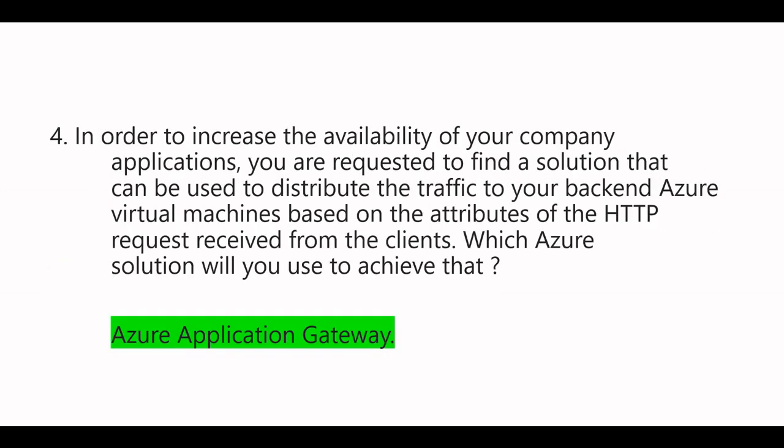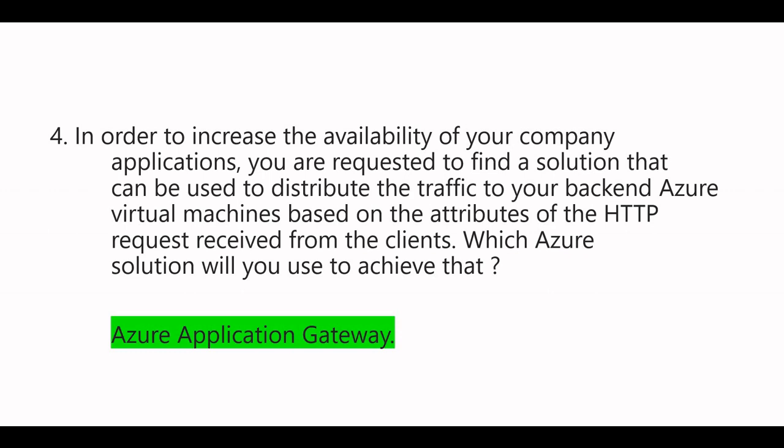You are requested to find a solution that can be used to distribute the traffic to your Azure VMs based on the attributes of the HTTP request. So for this, we use Azure Application Gateway. There is a minor difference between Azure Application Gateway and Azure Load Balancer. This is also asked in interviews.